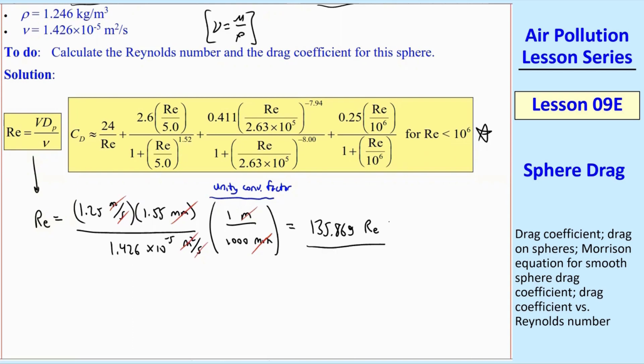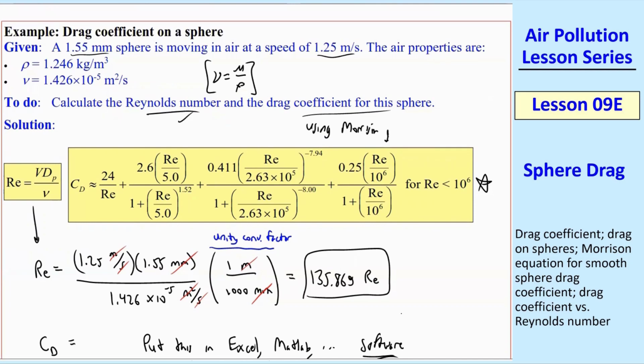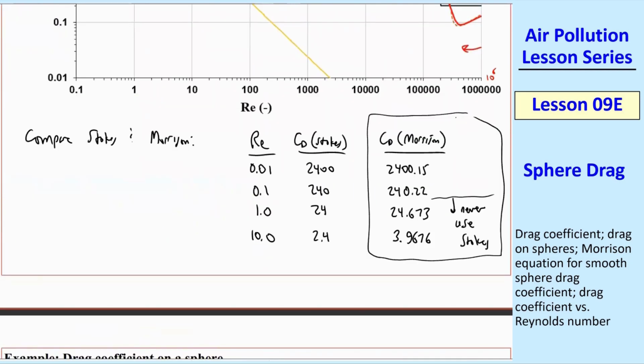So this is the Reynolds number, which I asked for. And I should have said using Morrison, which I have here. So now calculate CD, and I am not going to write that all out. In fact, I am not going to do that with my calculator. Put this in Excel, MATLAB, whatever software you use, and put it in once. Do it carefully and make sure you can generate this column, these values, using Morrison's equation for these Reynolds numbers.